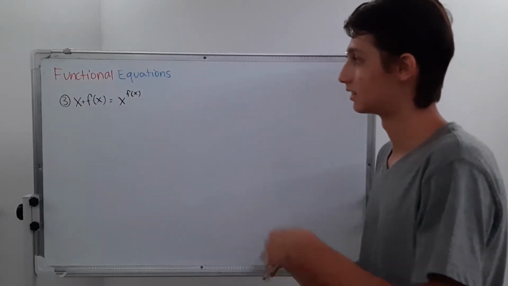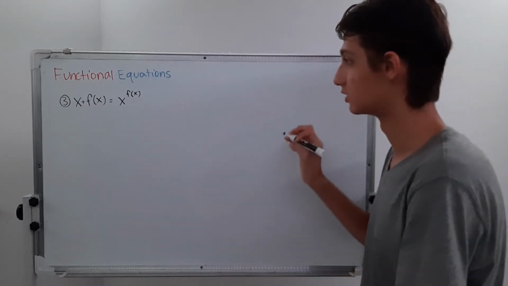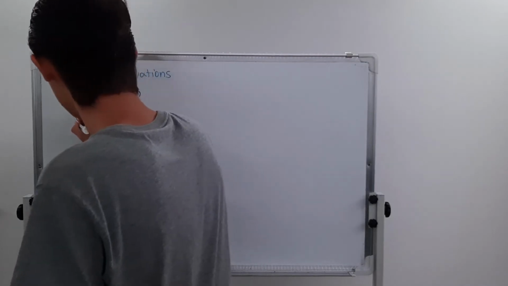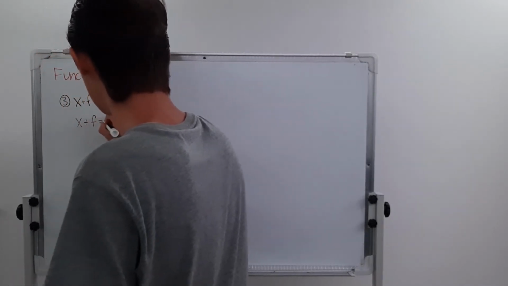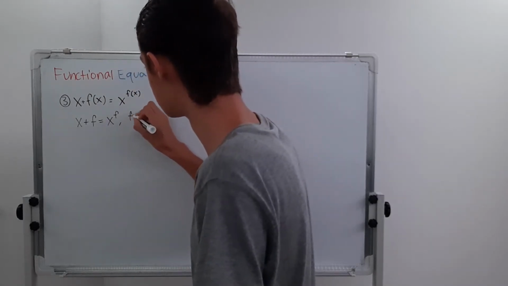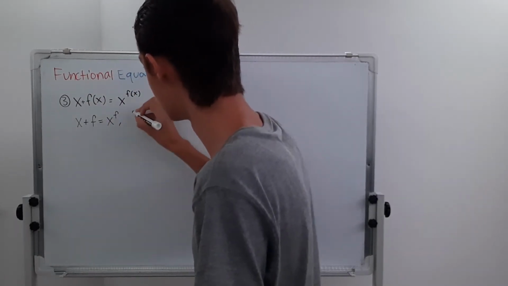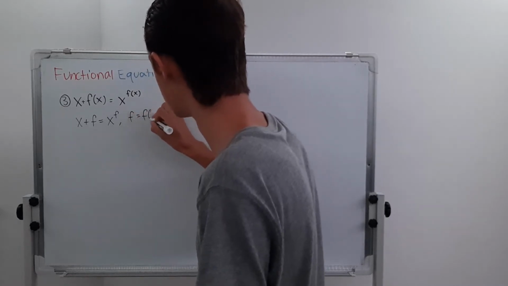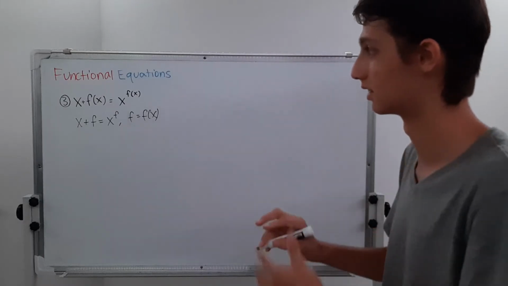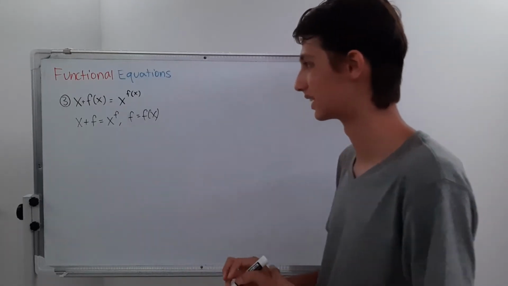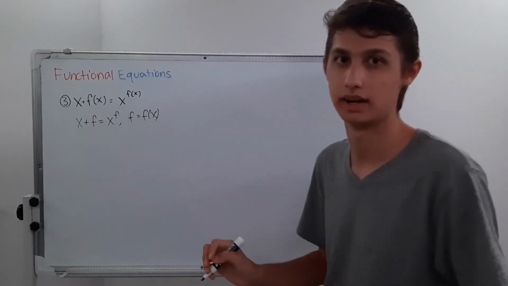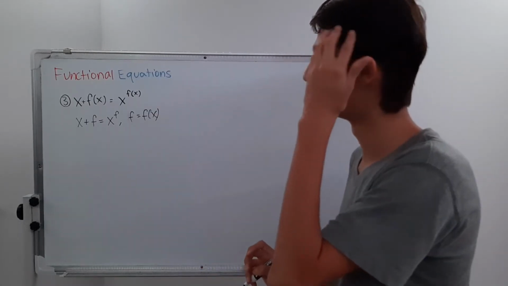Another thing is I'm going to refer to my f of x as just f. So I'll just write it down here. I'll say x plus f is equal to x to the f. And I'm going to say that f equals f of x, alright? Because having all those f of x's everywhere kind of gets a little cluttering. So just x plus f equals x to the f. You can think of f as y if you're more comfortable with that.